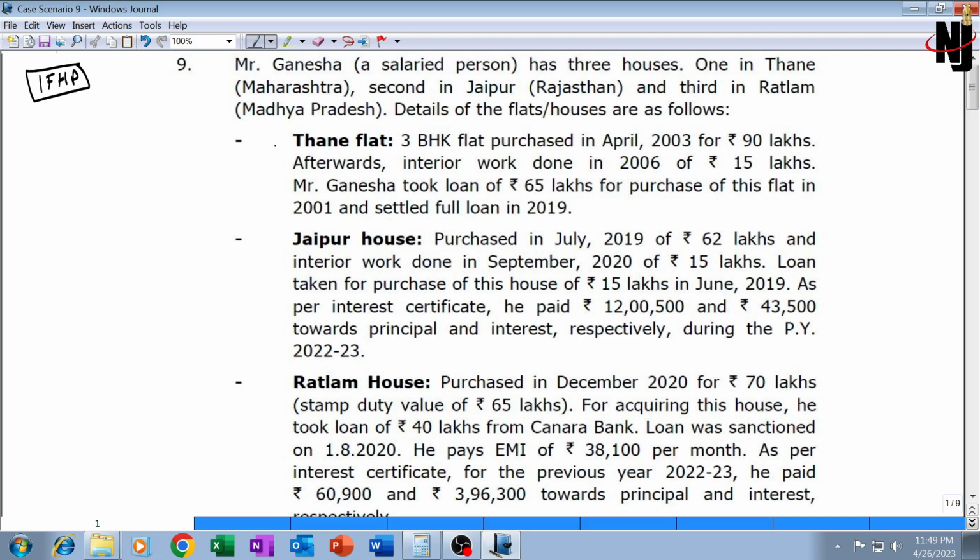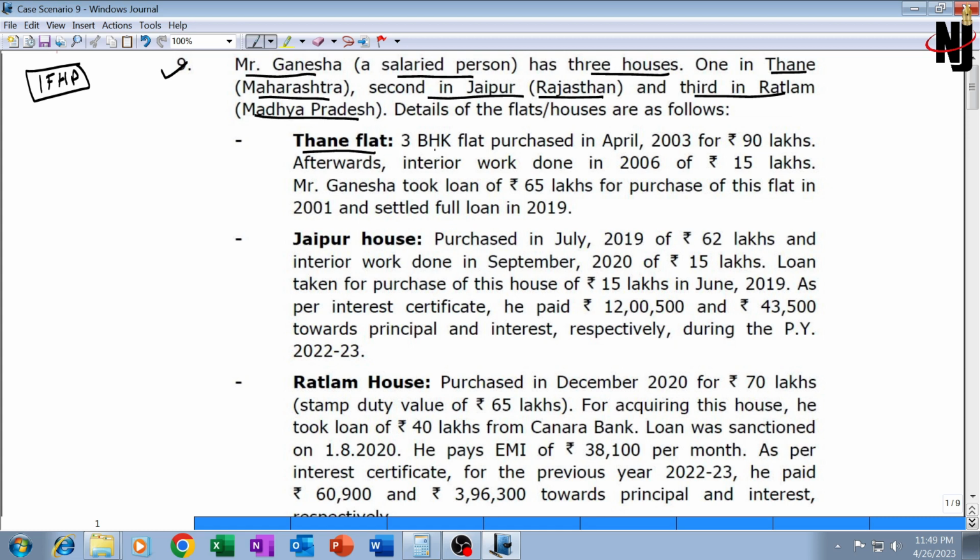Case scenario number 9. This is on IFHP. This is a bit time consuming and lengthy question. Mr. Ganesha, a salaried person, has 3 houses: one in Thane, Maharashtra, second in Jaipur, Rajasthan, and third in Ratlam, Madhya Pradesh. Details of the flats or houses are as follows.